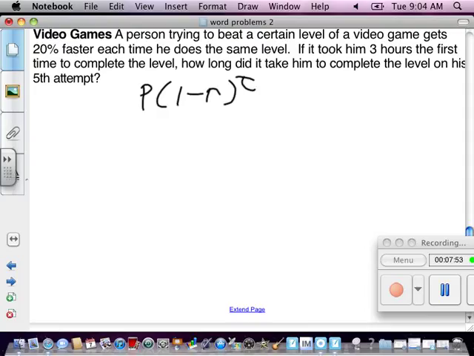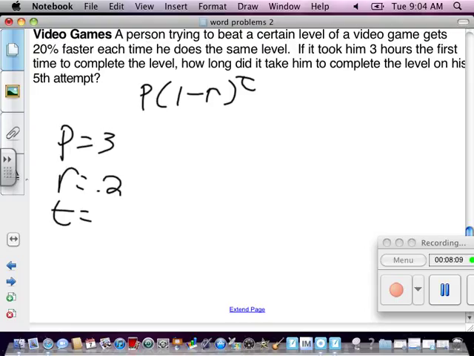Okay, so what did we start with? How many hours did we start with? So P gives me 3. What is the rate? What's the rate that he's getting faster? 20% or 0.2? And what is the time?